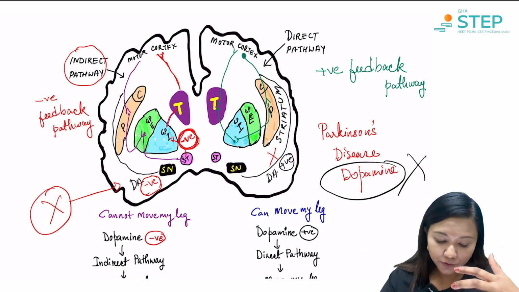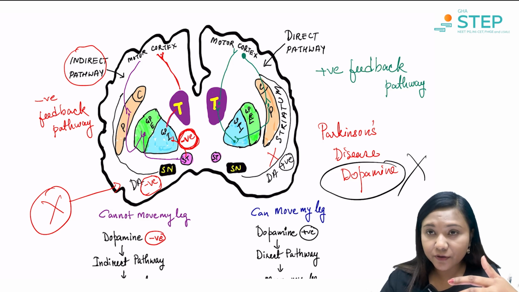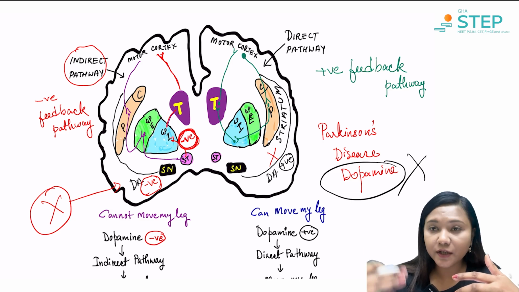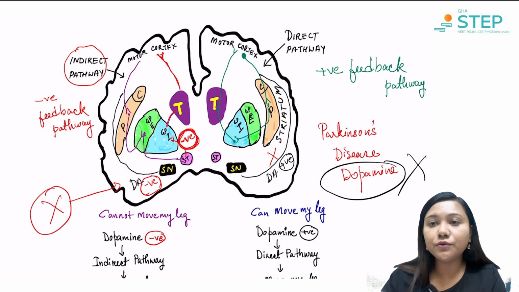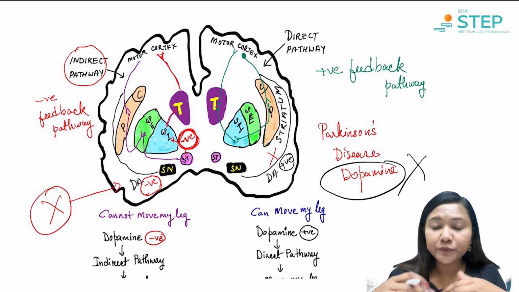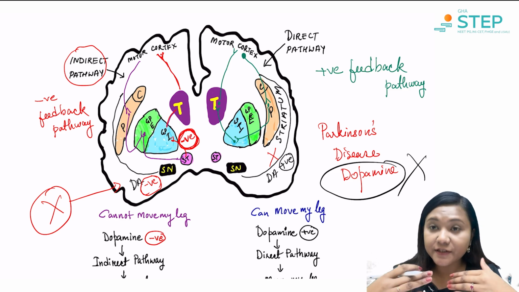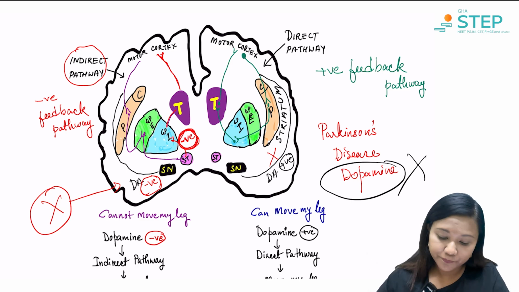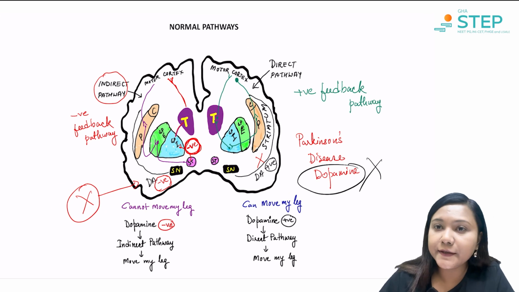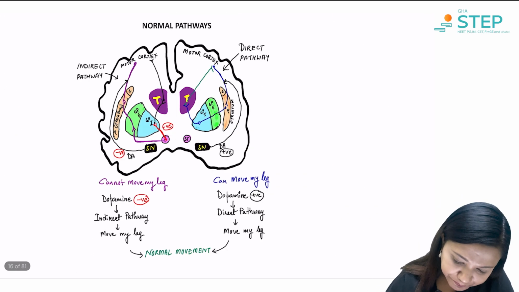Since direct pathway is saying you have to move the limb, and indirect pathway is saying do not move the limb, without dopamine, move and do not, move and do not, this will lead to tremors. This will lead to resting tremors as well. So you have slow movement, you have rigidity, and you have your tremors. This involves your Parkinsonism. So I think you have understood the pathway.